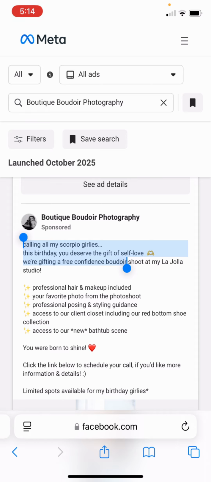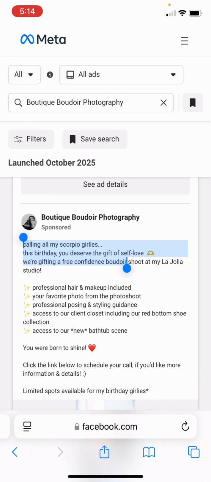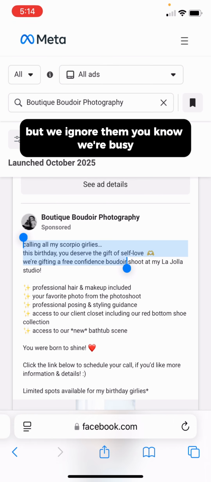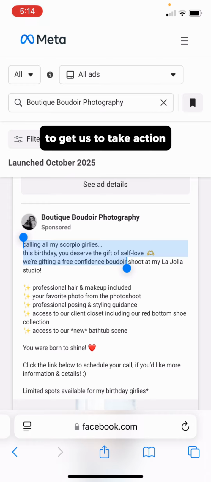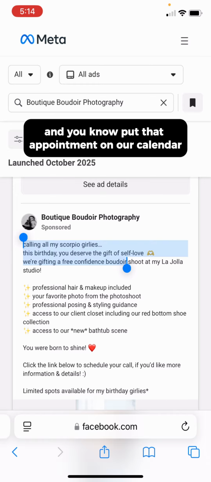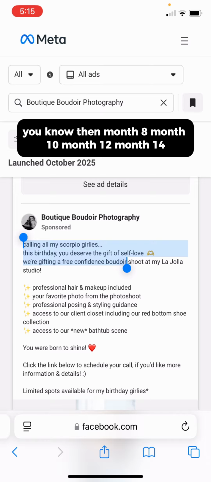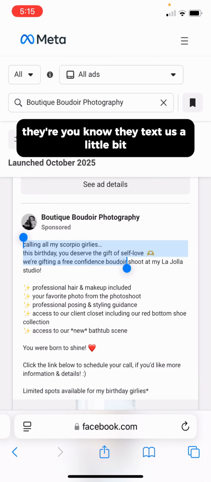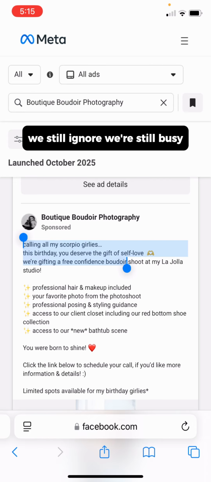So they start contacting us month 4, month 5 to try to get us in, get us booked, but we ignore them. We're busy, we got stuff going on, and the gain or the pleasure or the positive experience of having slightly cleaner teeth is not enough to get us to take action and put that appointment on our calendar. Then month 8, month 10, month 12, month 14, they text us a little bit, some follow-up reminders. We still ignore it. We're still busy.